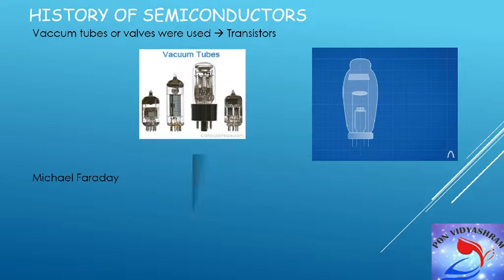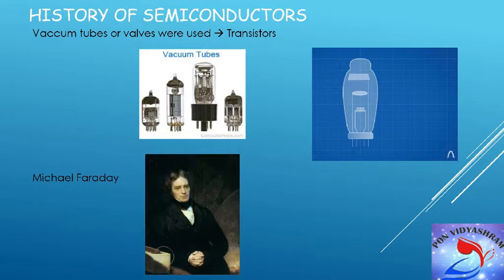The semiconductors was first invented by Michael Faraday. And why did Michael Faraday move to semiconductor? How, and what is present inside the vacuum tubes we'll see, and how does it work?